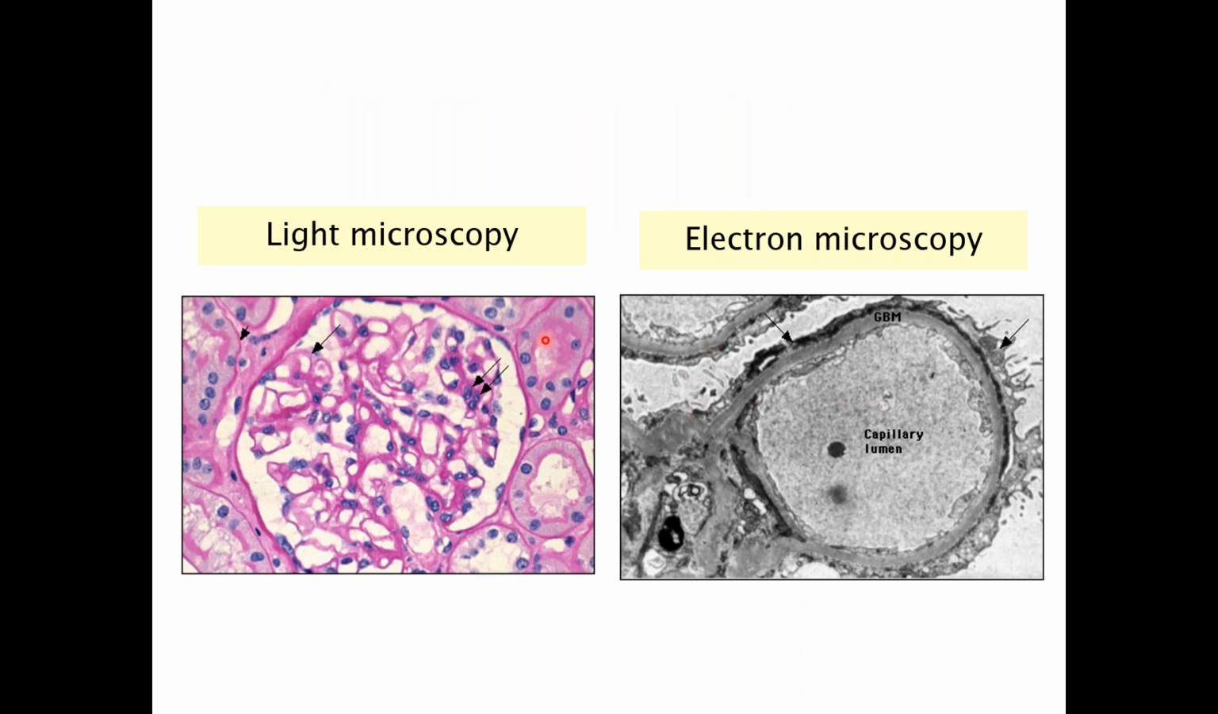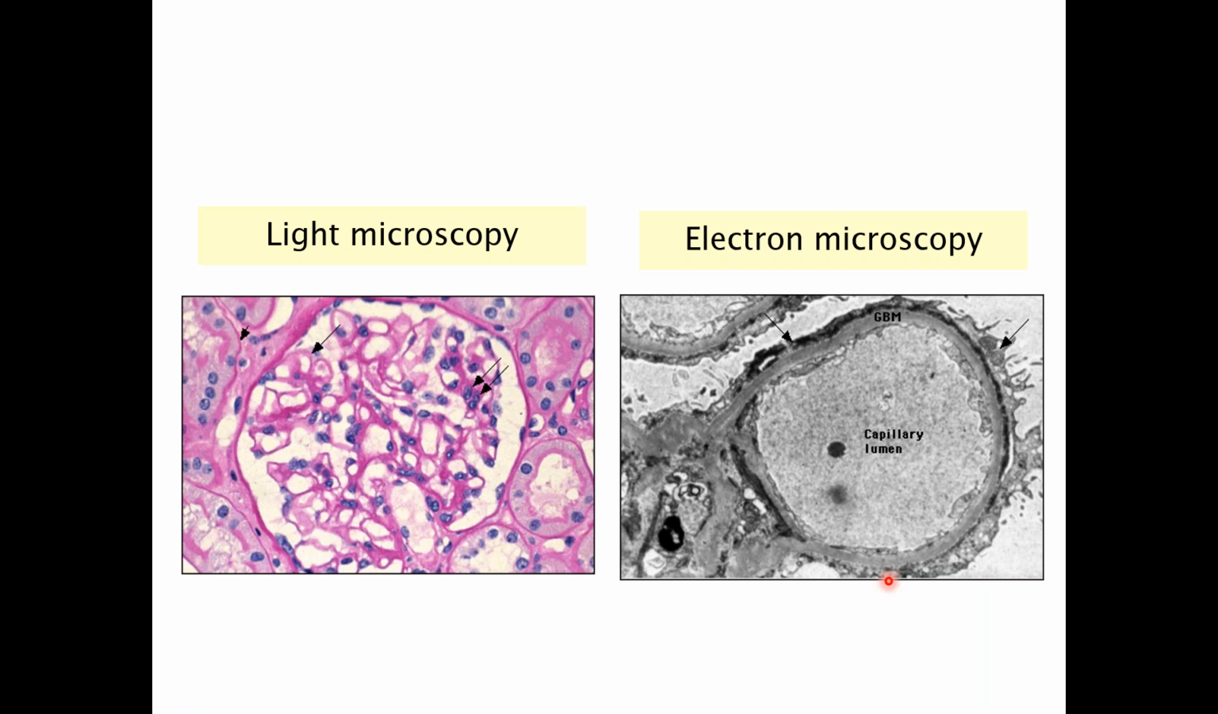Well, minimal change disease on light microscopy, this picture stained with an H&E stain, shows essentially normal glomeruli. On light microscopy, you would not find any changes in the glomeruli, and the tubular interstitium would also be normal. But if you do an electron microscopy for the same patient, you'll find that while the basement membrane and other structures of the glomeruli are normal, there is effacement of the podocytes.